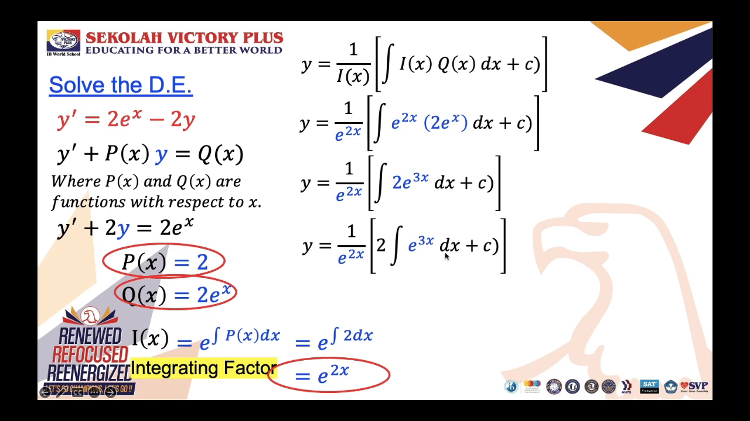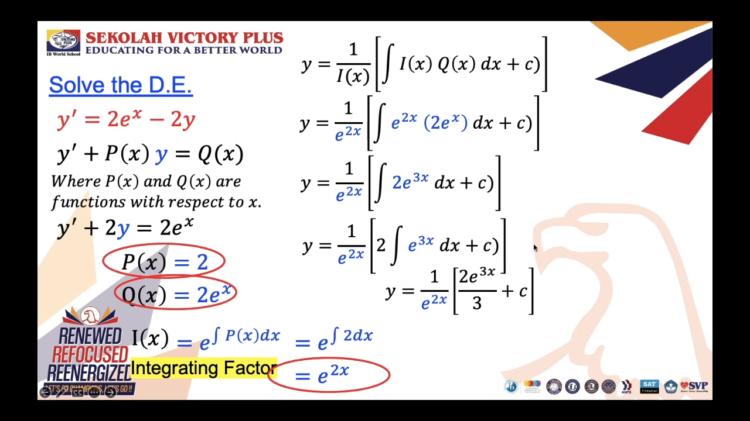Recall your laws of integration. So we now have 1 over e to the power of 2x times, take note, 1/3, because of this exponent 3. So 1/3 of e to the power of 3x. But since you have a 2 here, we can just multiply this to your 1/3, thus you will get this one. So this is already the simplified form after integrating this.